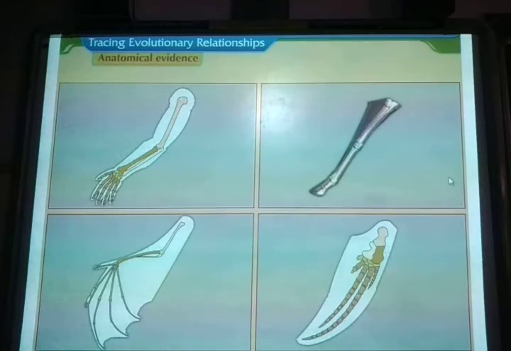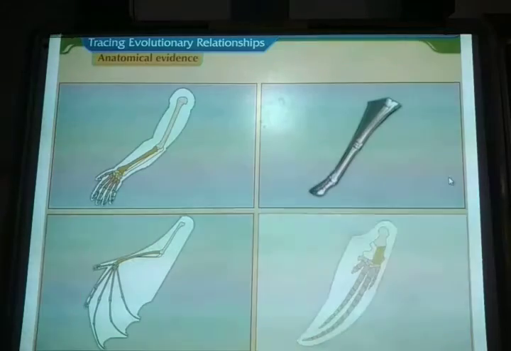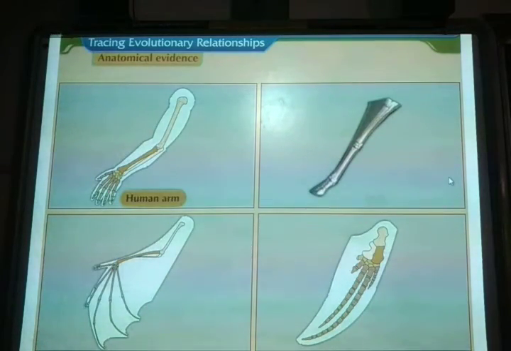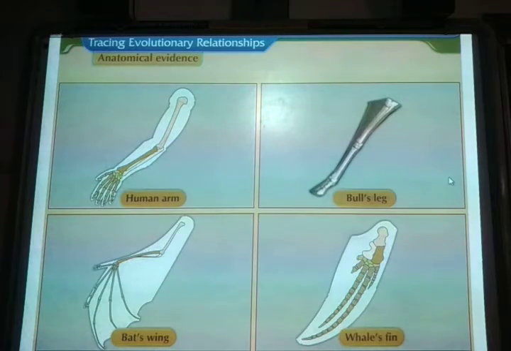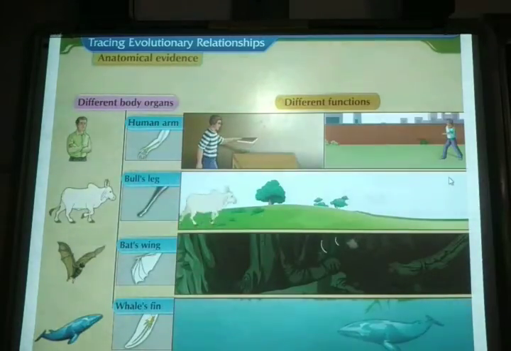Anatomical evidence. Anatomical evidence of evolution is usually reflected in the form of structures which appear quite similar in their organization. For example, a human arm, a bull's leg, a bat's wing, and a whale's fin are different body organs which are not similar to one another. Their functions are also quite different.